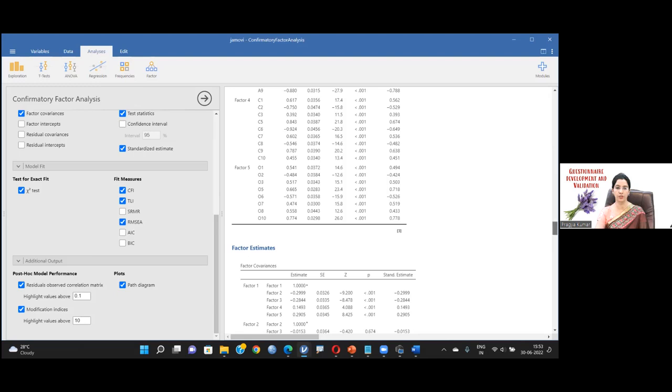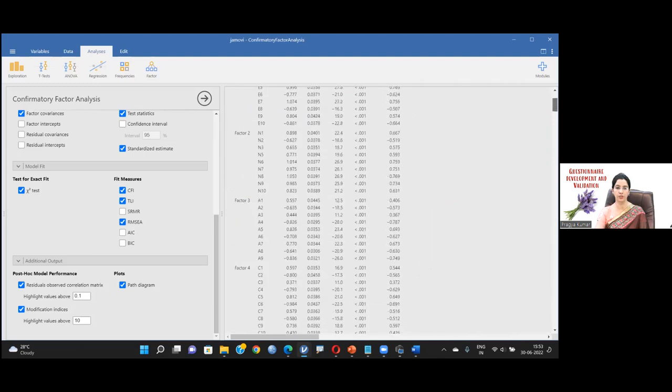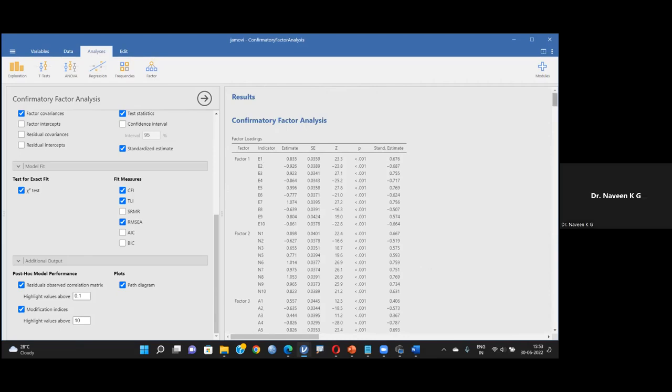So I think you can go again in the breakout room and do that CFA. We have shared a separate file for CFA on 73 individuals.